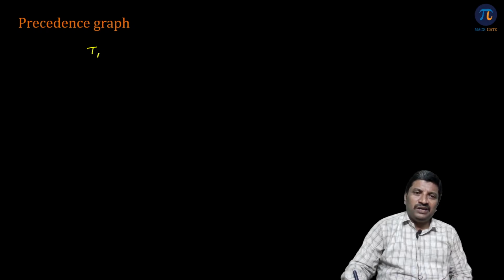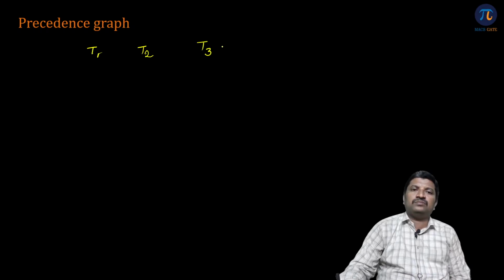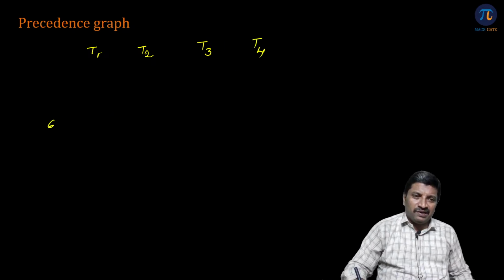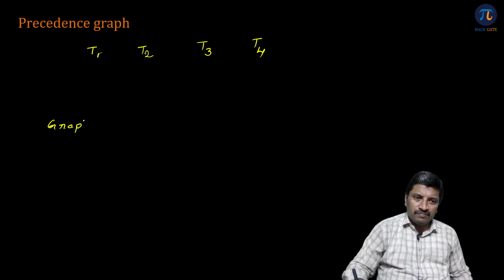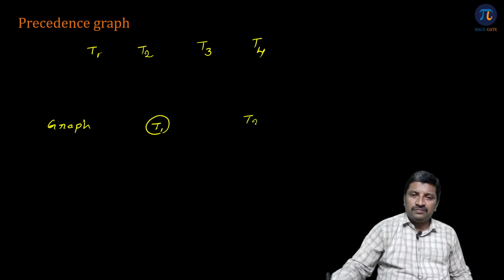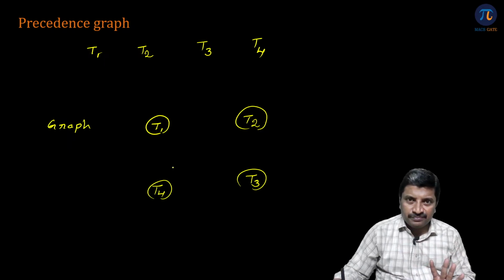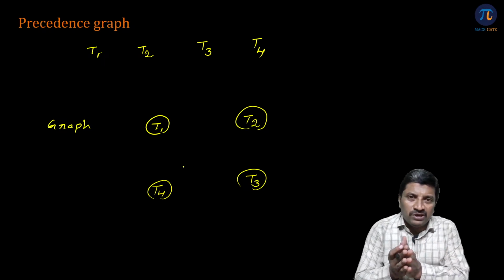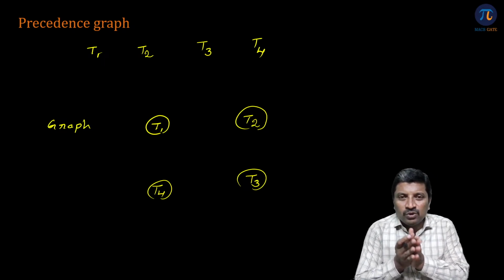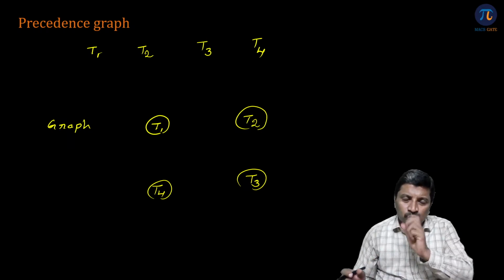Suppose I have totally some 4 transactions. Then first I will draw a graph with 4 points. Why we have 4 points, sir? Since we have 4 transactions. That's the first point. Suppose I have only 2 transactions. How many nodes we are having in the graph, sir? We have only 2 nodes.